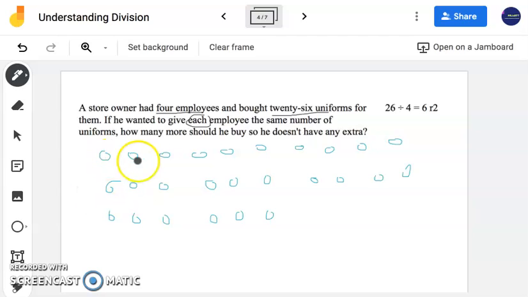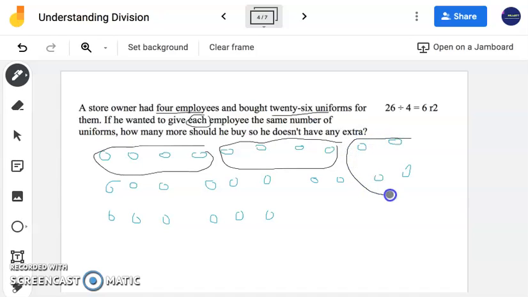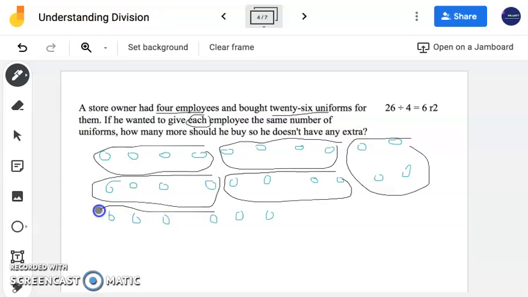So let's make some groups of 4. We have 1, 2, 3, 4. So each employee can get one uniform. Now they can get a second uniform, a third uniform, a fourth uniform, a fifth uniform, a sixth uniform. So right now we're saying that each employee can get 6 uniforms, and that's what my quotient's telling me. But I have 2 uniforms left over. Now it says how many more should he buy so he doesn't have any extras. So in red here, we have 2 uniforms. So that means 2 employees can get a 7th uniform. But what about the other 2?